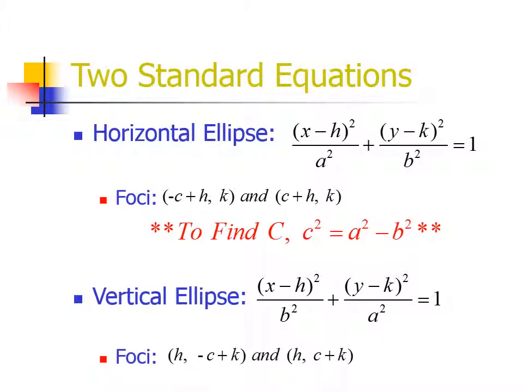This will of course change how you find your foci, as this time from the center we're moving in a vertical direction as opposed to a horizontal direction. So now we're going to be adding or subtracting c to or from k.